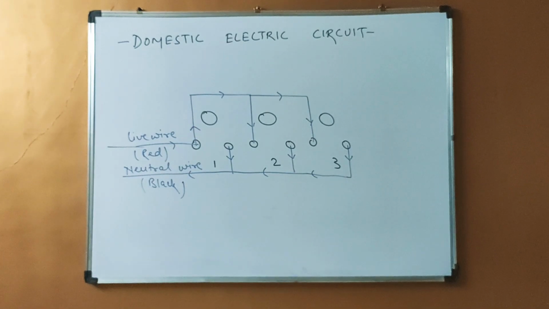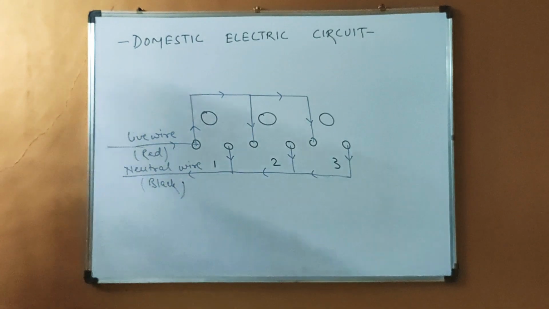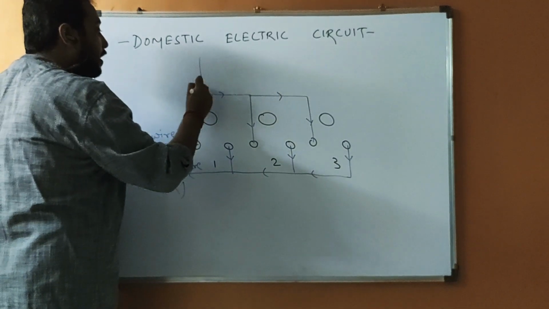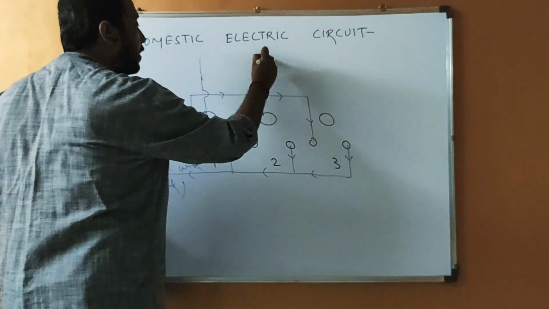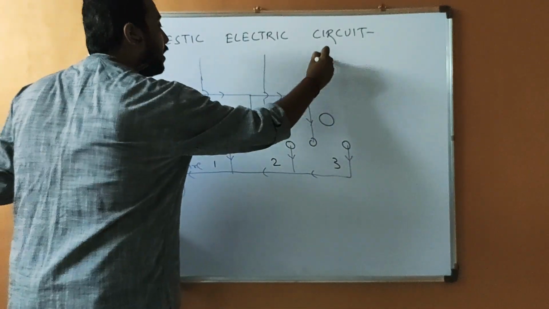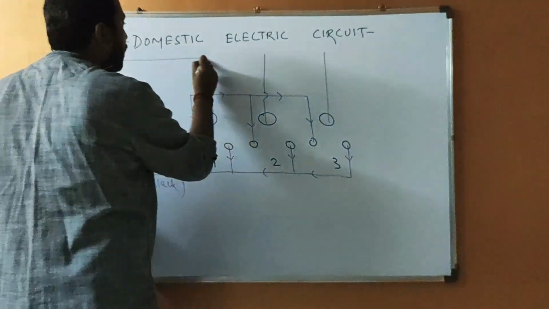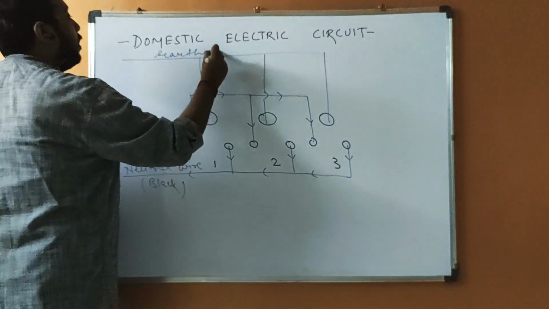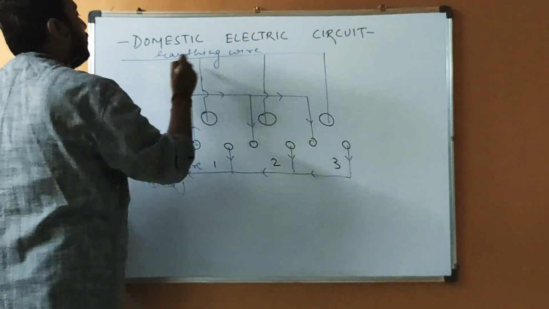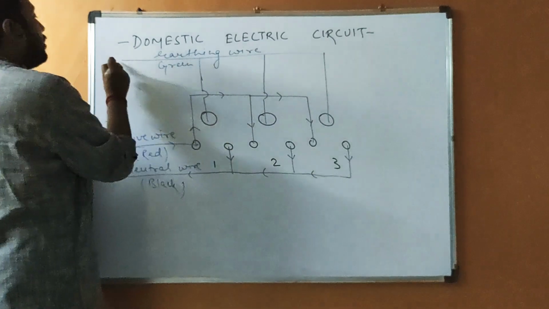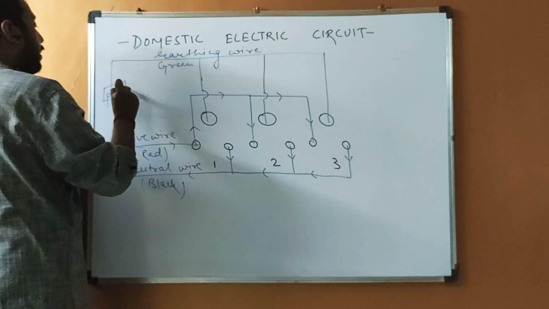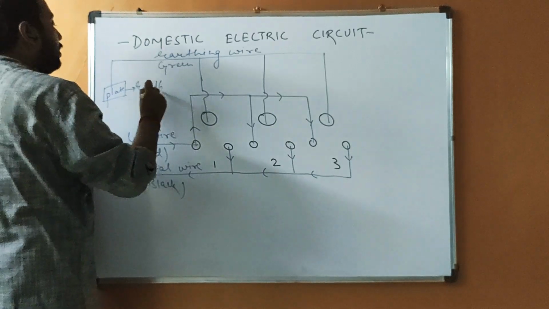Again I am repeating. The current enters through the live wire and goes back through the neutral wire. Now the function of the earthing wire. The earthing wire is connected to this bigger hole. This one is the earthing wire, and it has green insulation. It is connected to some plate outside the house, dug deep into the earth.